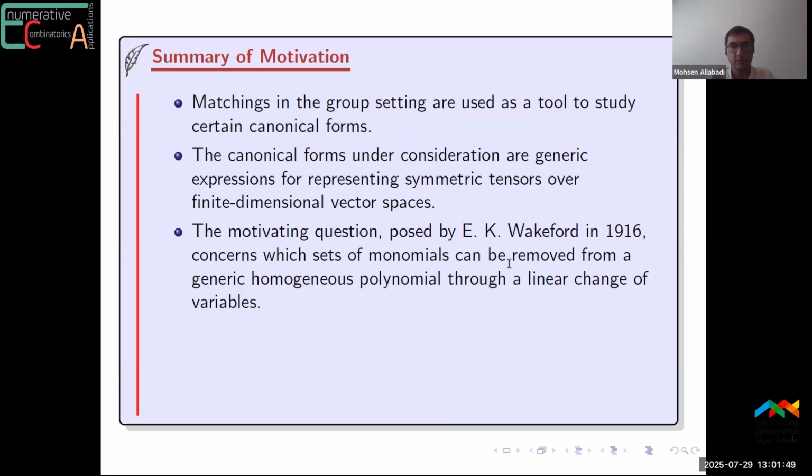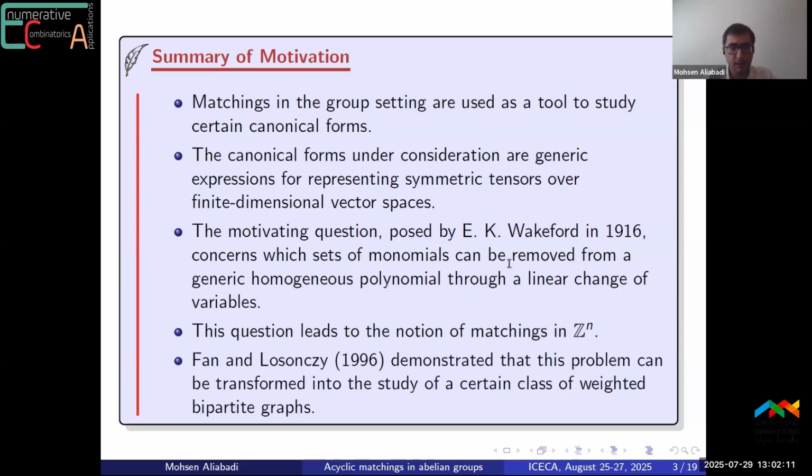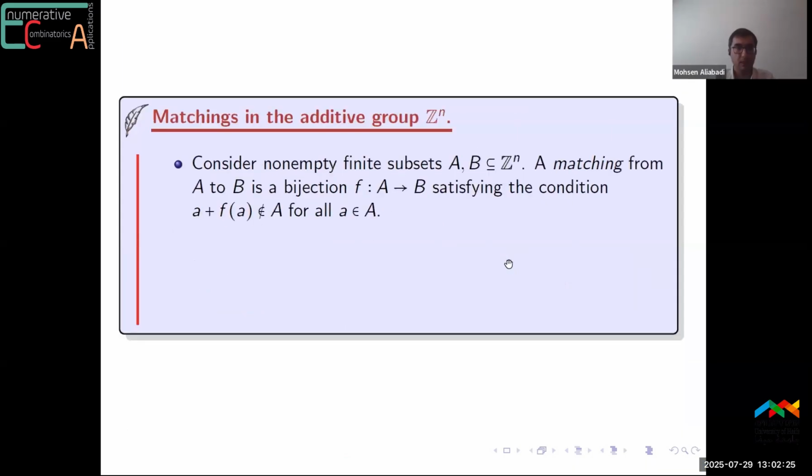by a question by Wakeford, which is as follows. Which sets of monomials can be removed from a generic homogeneous polynomial through a linear change of variables? And this question leads to the notion of matchings in the additive group Z^n. And in 1996, Fan and Loehr showed that this problem can be transformed to the study of a certain class of weighted bipartite graphs. Now let us start with the definition of matchings in Z^n.